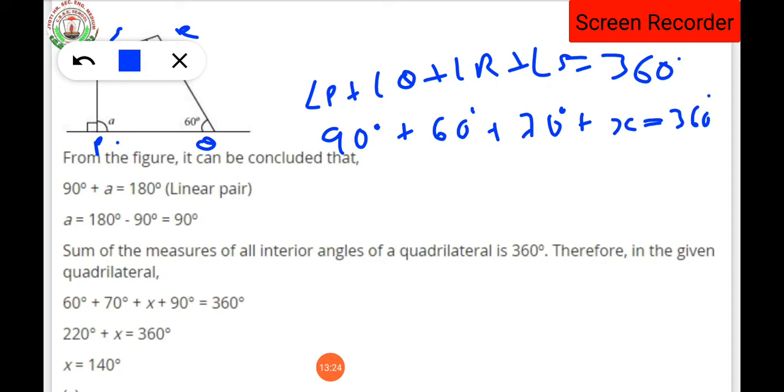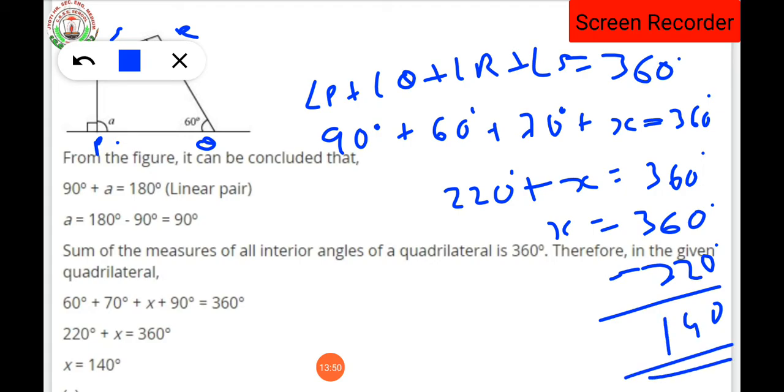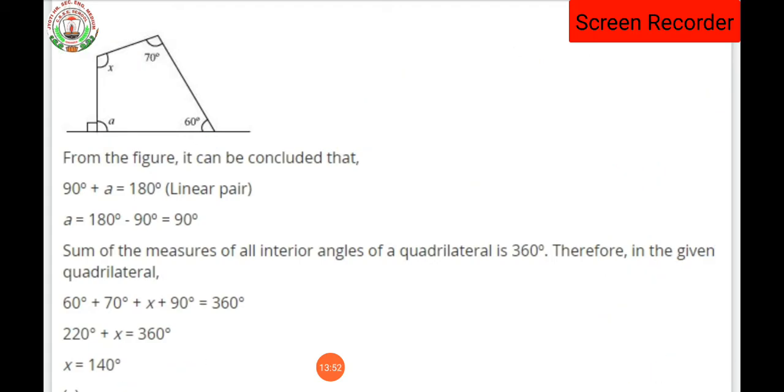Now add it: 90 plus 100 plus 60, 160 plus 60, that will be 220, plus x is equal to 360 degrees. Now x is equal to 360 degrees minus 220, you will get the required answer. So what will be the answer for x? That is 140. Understood everyone?